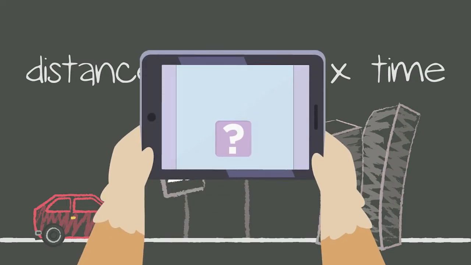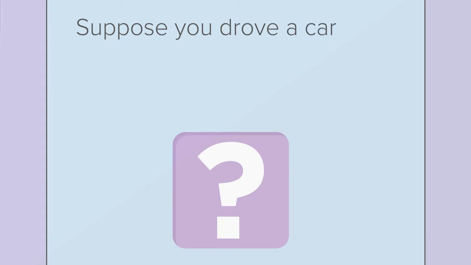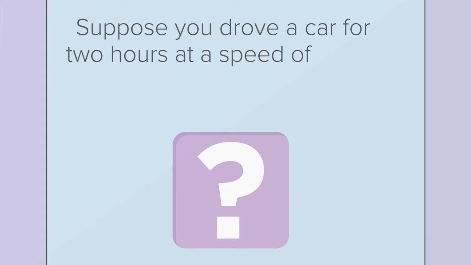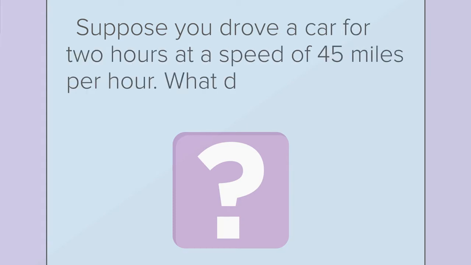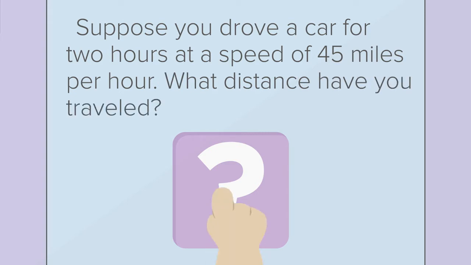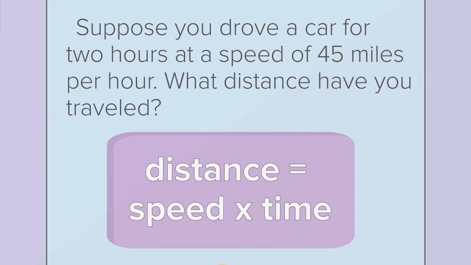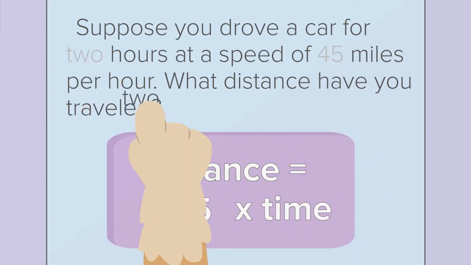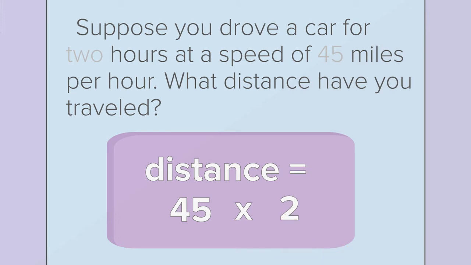Look at this example. Suppose you drove a car for 2 hours at a speed of 45 miles per hour. What distance have you traveled? You know that distance is equal to speed multiplied by time. Looking at this example, you know the speed was 45 miles per hour and the time was 2 hours. Therefore, you can multiply these two numbers to solve for distance. You traveled a distance of 90 miles.